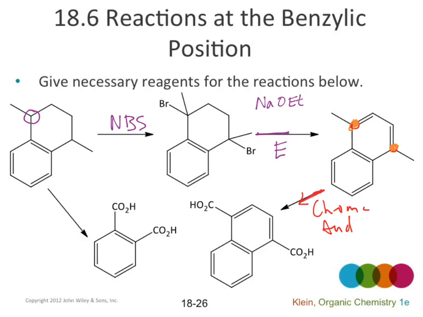Why are those orange dots not reactive? Because they're part of the aromatic ring. Right? They're within the aromatic ring. That's super, super stable. Only when we push that one extra carbon further away, now we're at the benzylic position, that can react with our chromic acid.